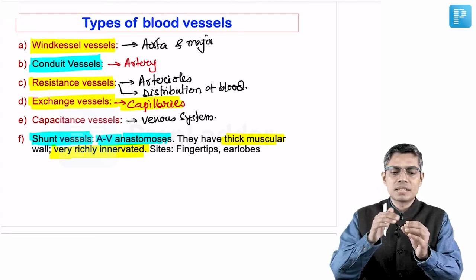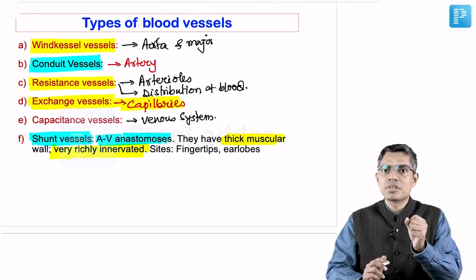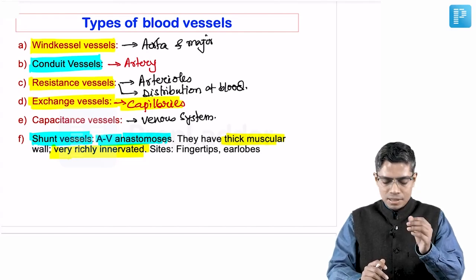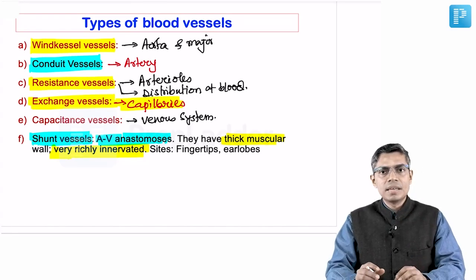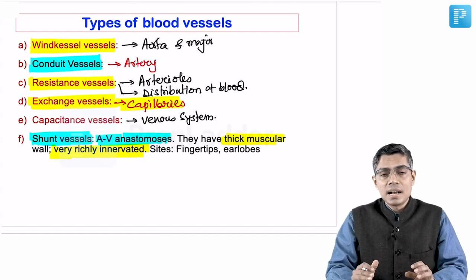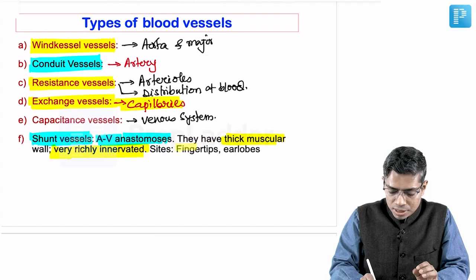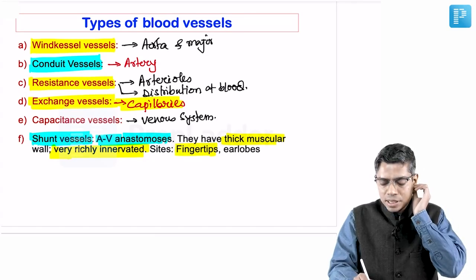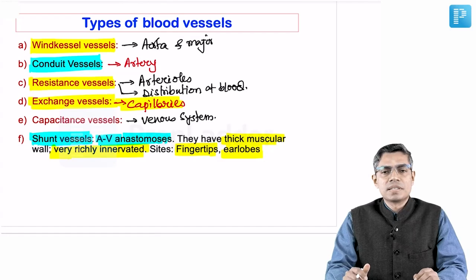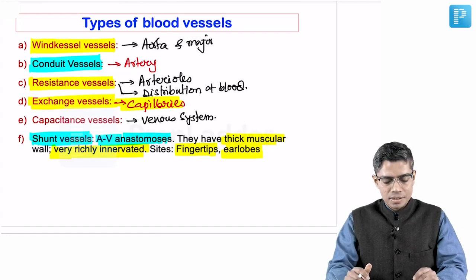So whenever the sympathetic system is stimulating this smooth muscle, there will be constriction, and whenever the sympathetic system is not there, there will be relaxation of these vessels. In this way, they are helpful for regulation of temperature, mainly at the tips of the fingers as well as at the level of the ear lobules. So at these locations, the shunt vessels are normally present, right?